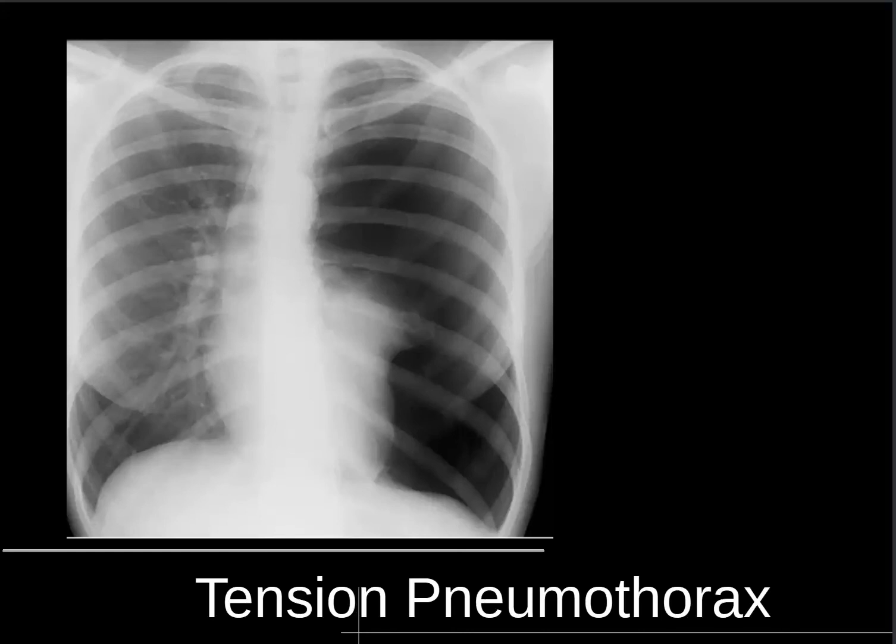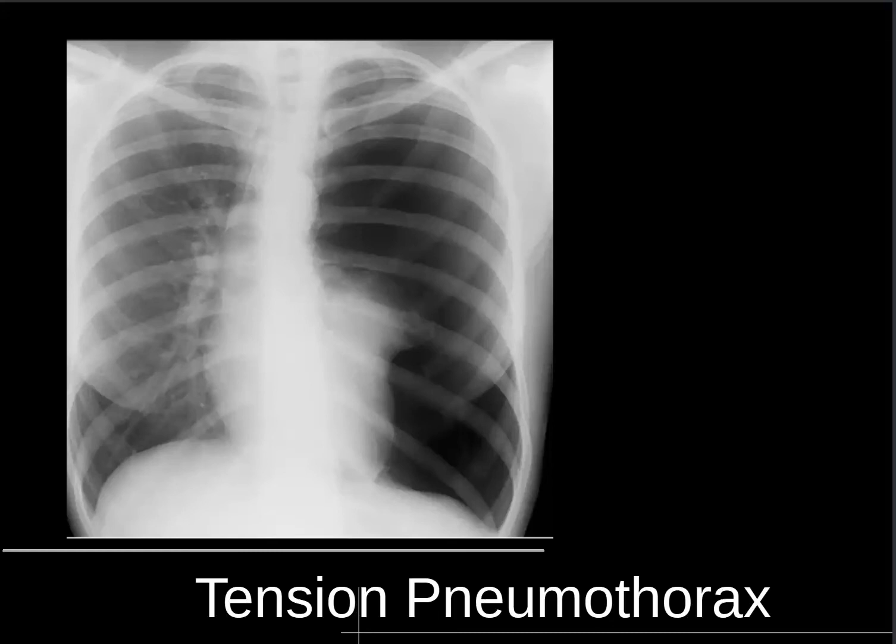This can rapidly become a tension pneumothorax, which is a medical emergency. In fact, it's such an emergency that if you get a chest x-ray of a tension pneumothorax, you've managed the patient incorrectly, because you should have popped a drain into the chest before a chest x-ray was ever taken, because taking a chest x-ray can take some time, and in that time the patient can die. So this is a tension pneumothorax.